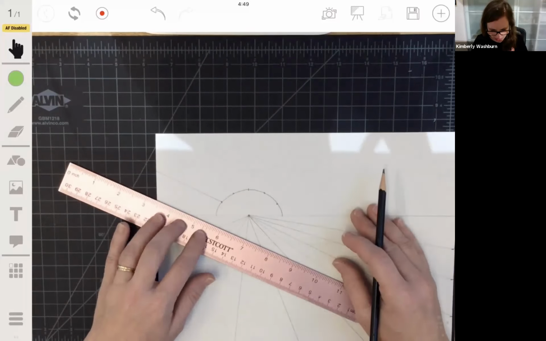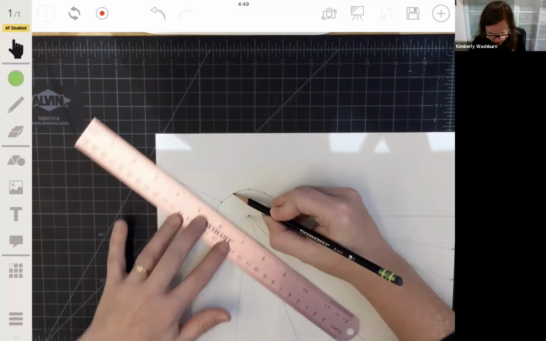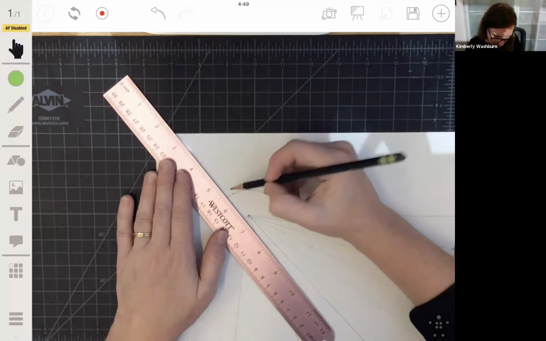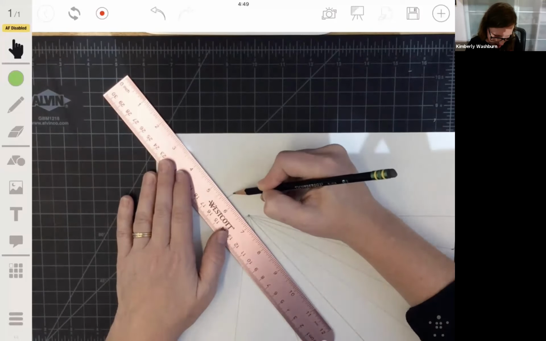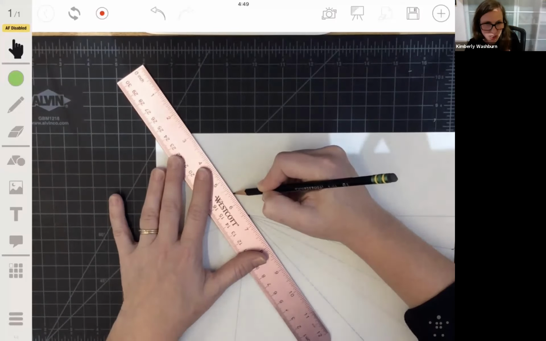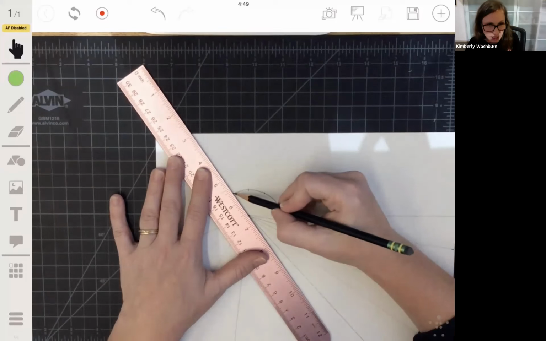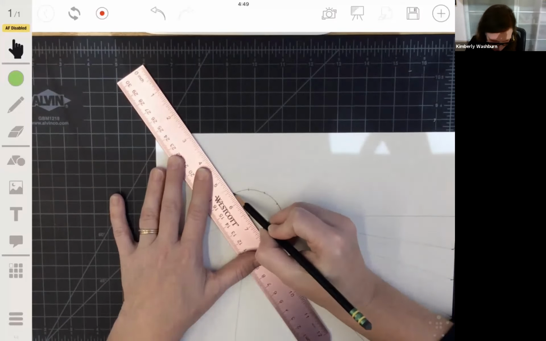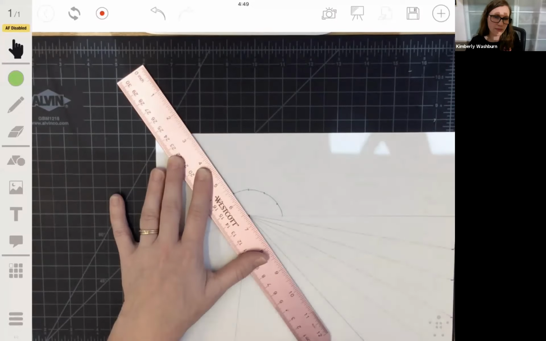I'm going to do the same thing again. I'm going to go to my next dot, and I'm going to line up my dot with the vanishing point. You could use my trick of putting your pencil point on the dot and then letting your ruler find that pencil point, just like that. But here's my dot, and here's my vanishing point. And I'm going to go out toward the edge of the paper, just like that.